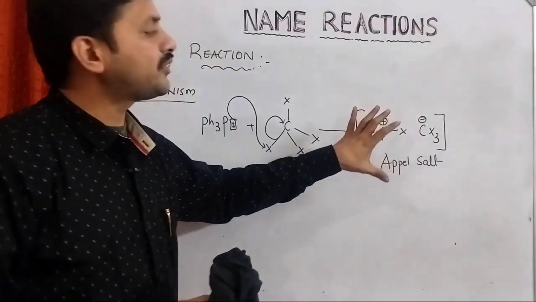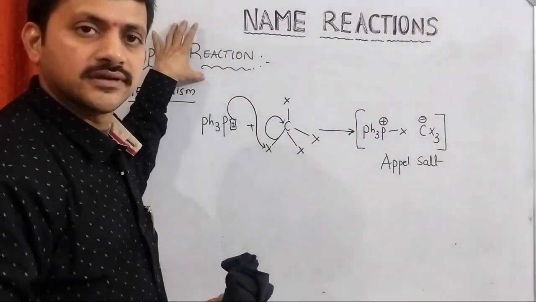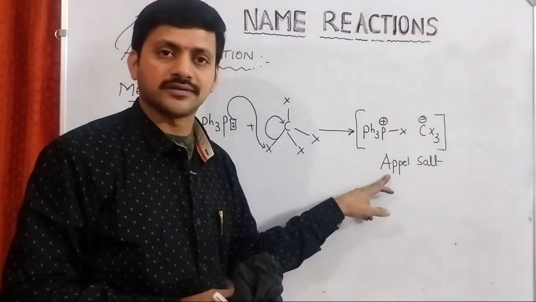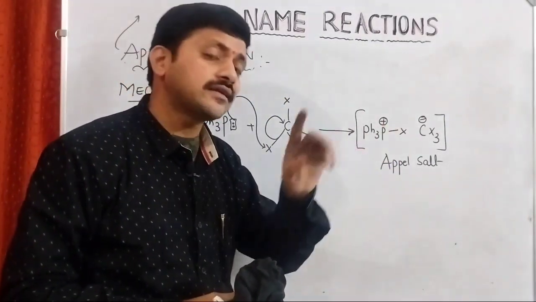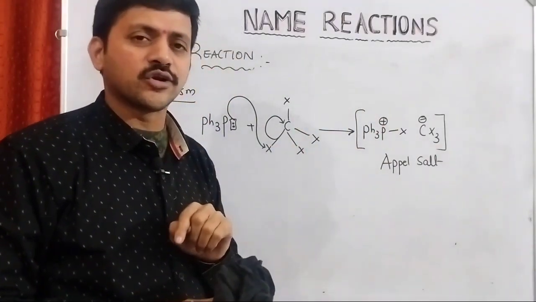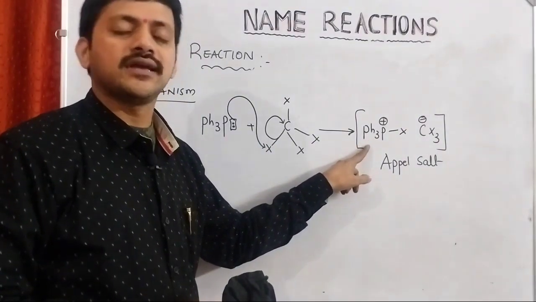Right? This is a very important step. What is the intermediate in this particular reaction? That is the Appel salt. This is the representation of the Appel salt. So what is the reactant? It is an alcohol or not? Now the alcohol is going to be treated with this particular Appel salt.